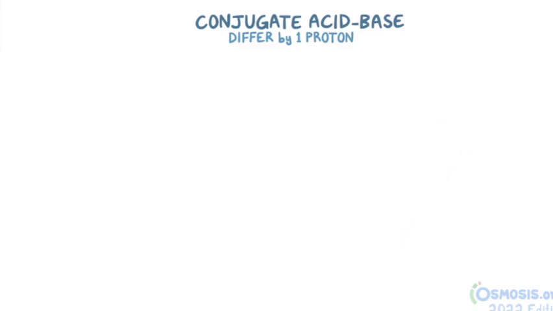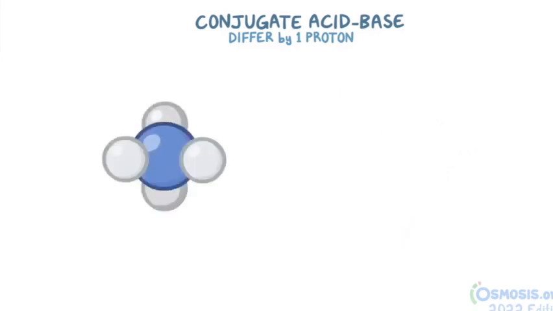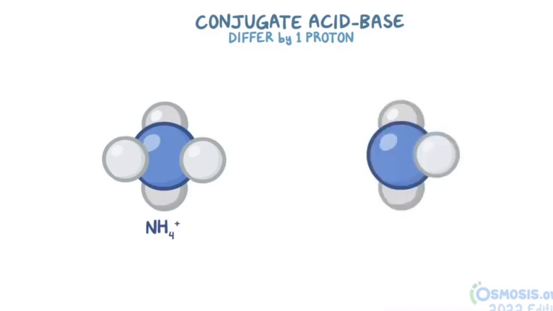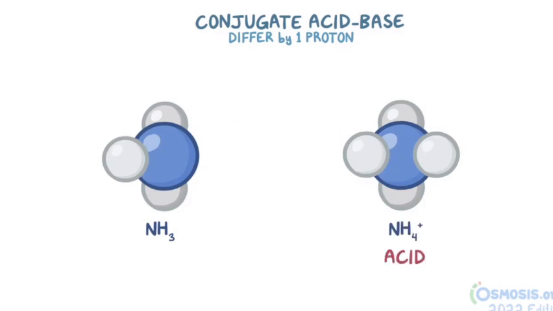Another conjugate acid-base pair would be the ammonium ion, NH4+, and ammonia, NH3. If we take off an H+ from NH4+, we get NH3. If we add an H+ to NH3, we get NH4+. So there's only one proton difference between the acid, NH4+, and its conjugate base, NH3.